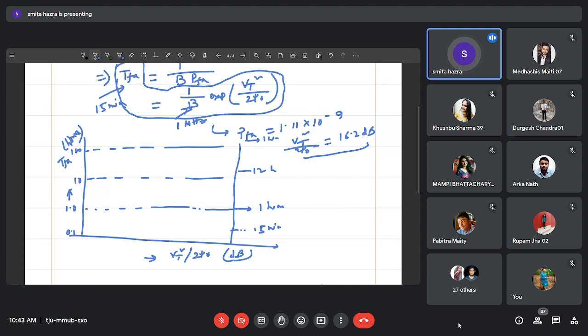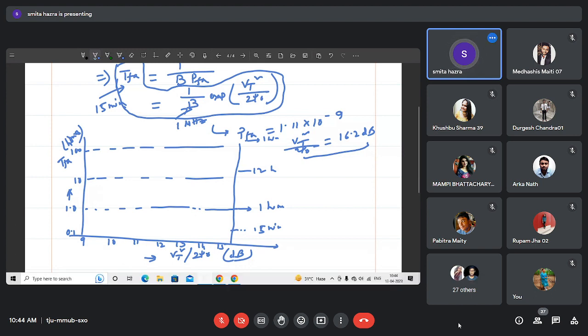Here also let us maintain the level. The starting level is 9, 10, 11, 12, 13, 14, 15, 16. We have already seen that when this VT square by psi naught is 16.2, then your PFA is of this value, and TFA is of this 15 minutes. So these are the things.